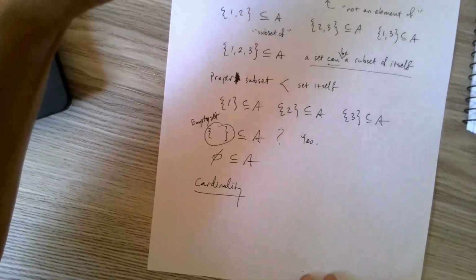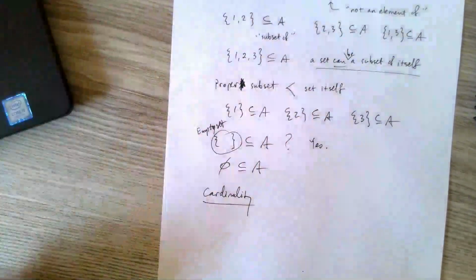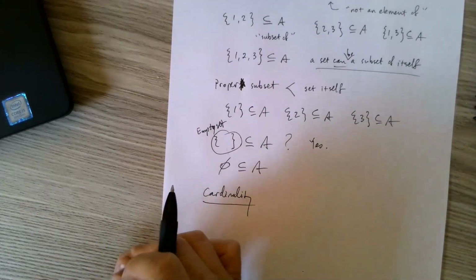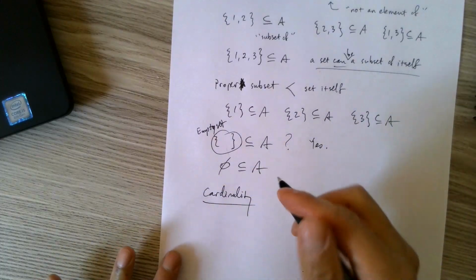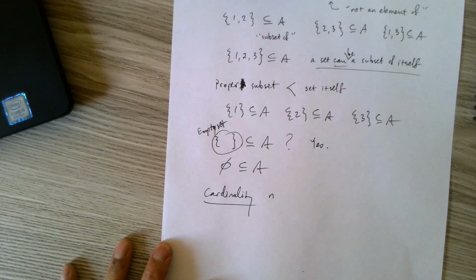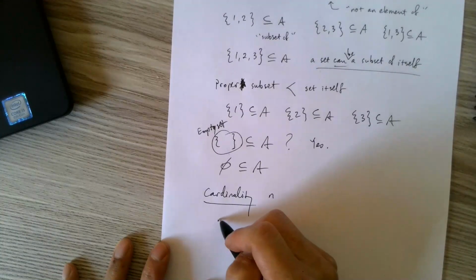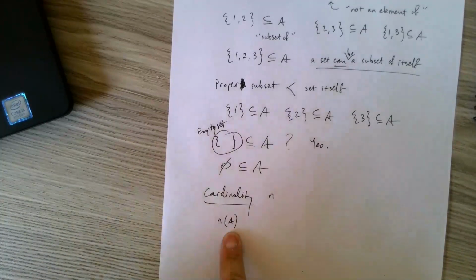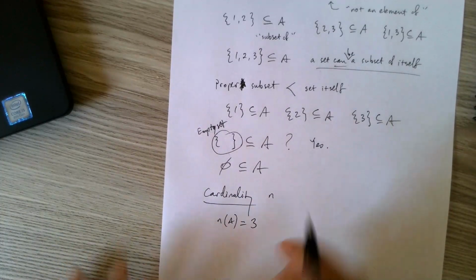Okay, in the vocab I mentioned this, cardinality. Remember, cardinality is just the quantity of elements in a set. So we have a symbol for cardinality, and that is lowercase n. So if I wanted to express the cardinality of set A, and remember A has 3 elements, I would write lowercase n and then in parentheses set A equals 3.